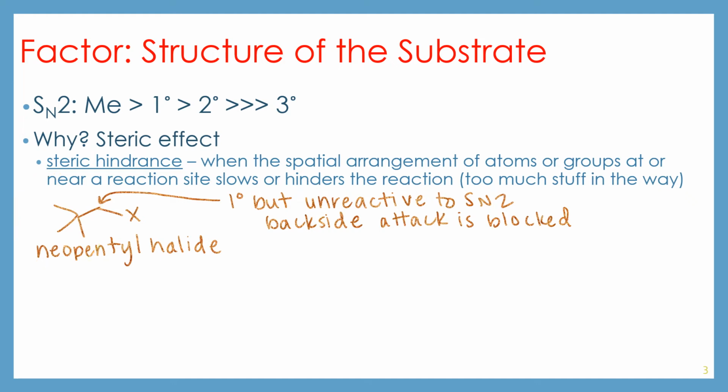There's a lot of electron density there, and so it's unlikely that a nucleophile will come in and attack at this position, especially since it needs to come from here so it can kick out the halogen.